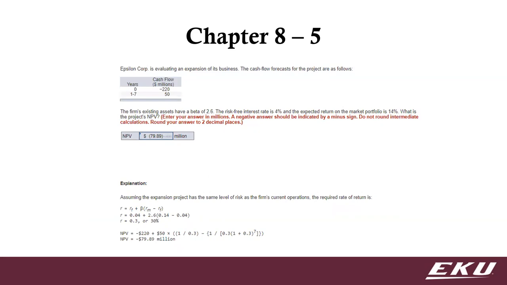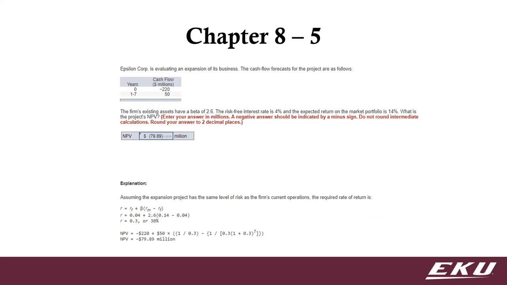All right, problem 5 here. They tell us what the cash flows look like. Basically, I'm paying right now to start the project, and then I'm going to get these returns over the next 7 years. My existing assets have a beta of 2.6. I've got a risk-free rate. The expected return on my market portfolio is 14%. So what's the NPV of this project?